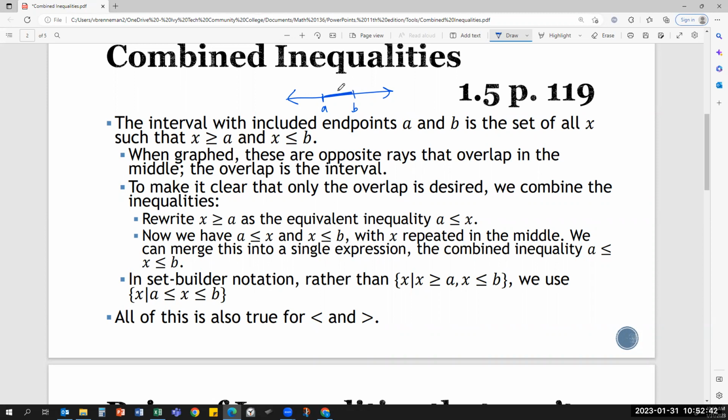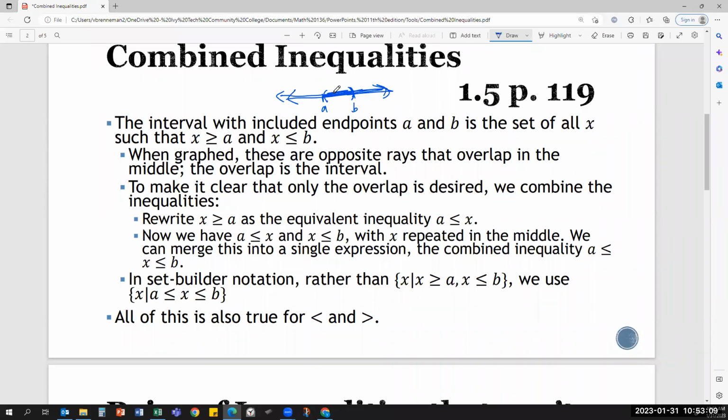So the way that would be put in inequality form is that X has to be greater than A, but it then also has to be less than B. If I say X greater than A and X less than B, I end up with these two arrows and they overlap there in the middle. But what I actually want is that overlap. So to make it clear that only the overlap is wanted and we don't want those other parts of those inequalities, we're going to combine them into one inequality.